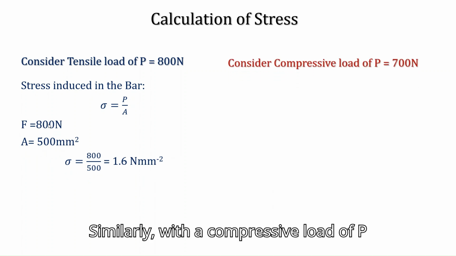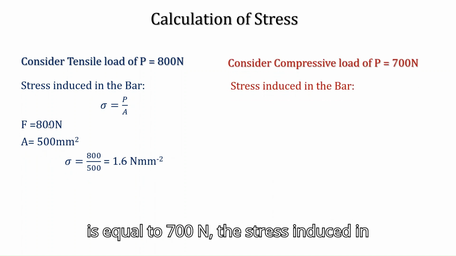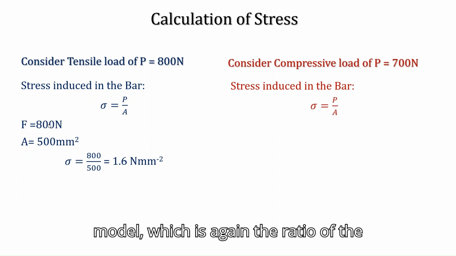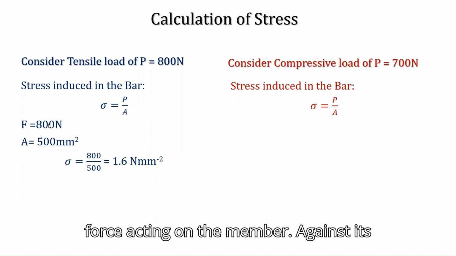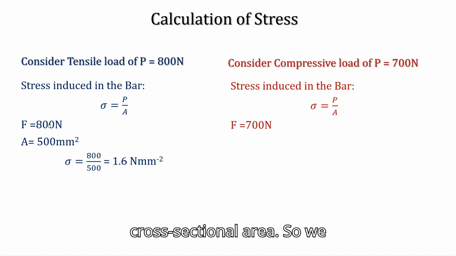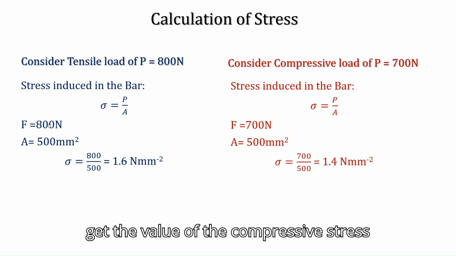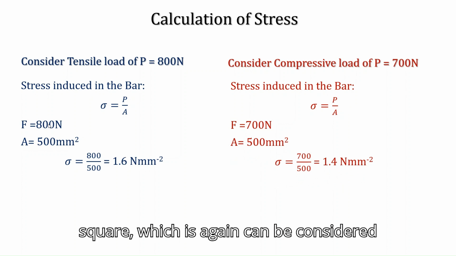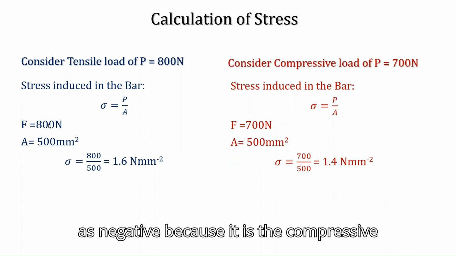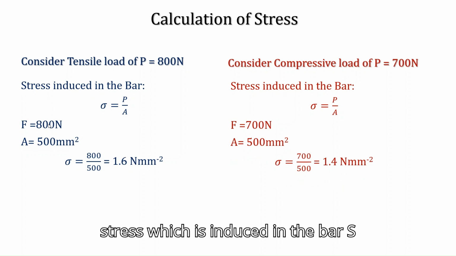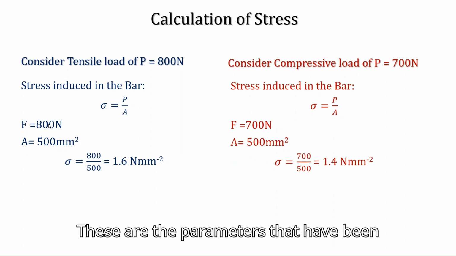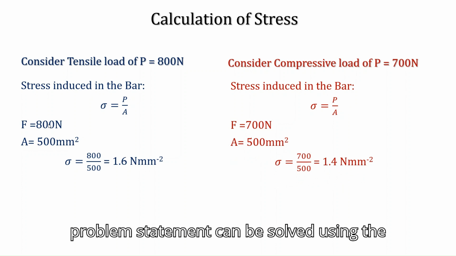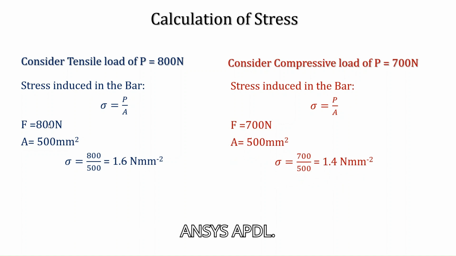Similarly, with a compressive load of P equal to 700 Newton, the stress induced in the bar is again given by the ratio of the force acting on the member to its cross-sectional area. So we get the value of the compressive stress to be equal to 1.4 Newton per mm square, which is considered negative because it is the compressive stress induced in the bar. So these are the parameters that have been calculated using the strength of material approach. Now we shall see how the same problem statement can be solved using the ANSYS APDL.